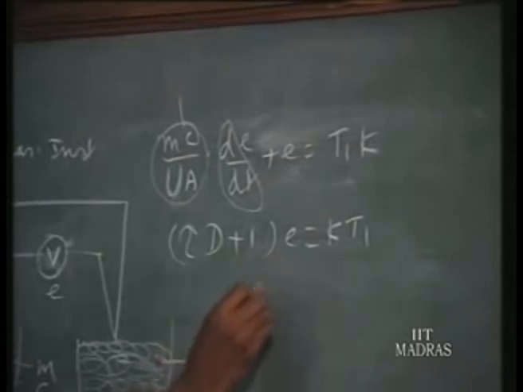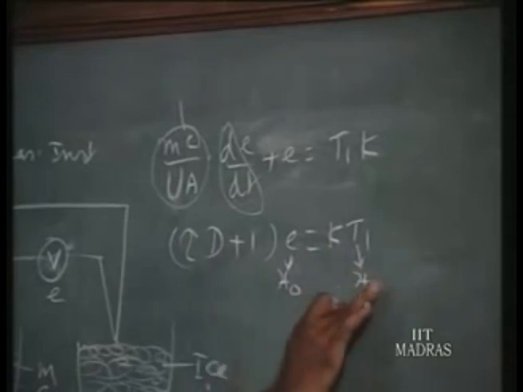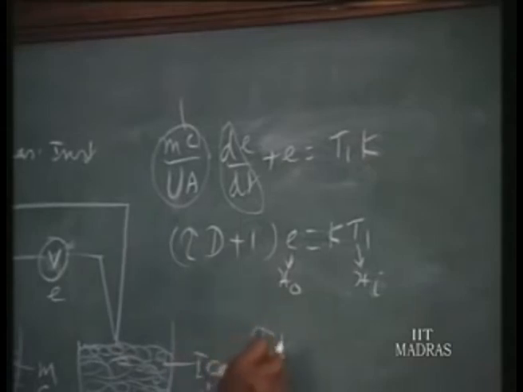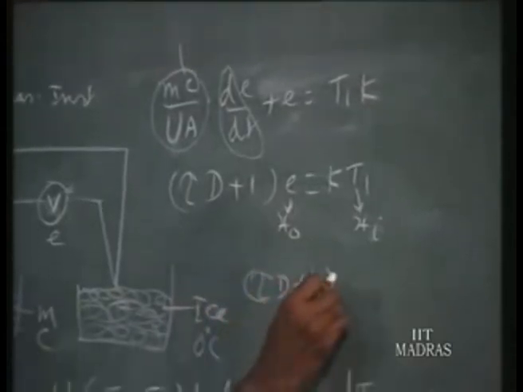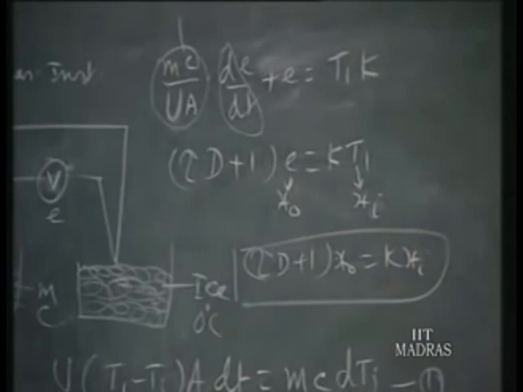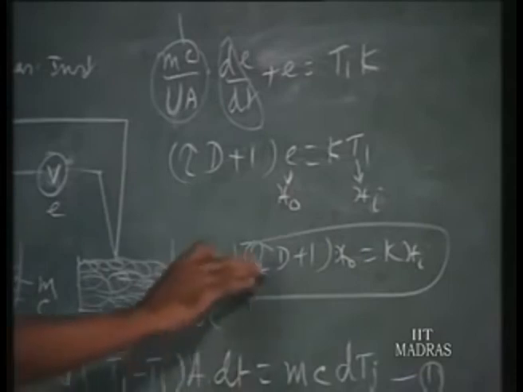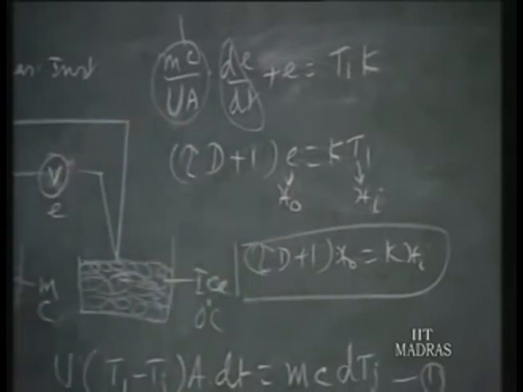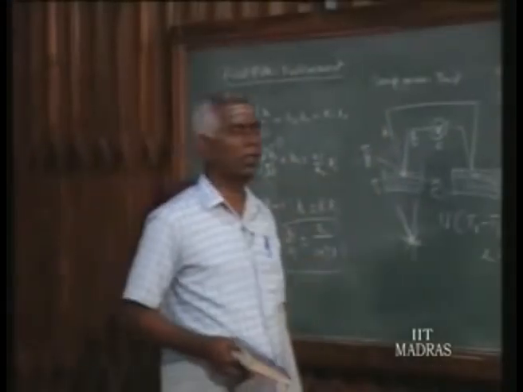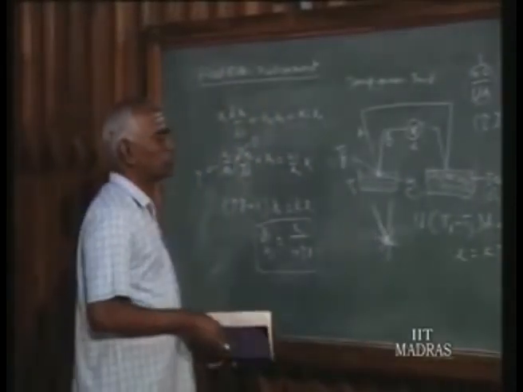So this is our Xo, and this is our Xi. So it is of the form tau D plus 1 into Xo is equal to K times Xi. This is the standard form, or Xo by Xi is equal to K by (1 plus tau D). So this is the standard notation for any first order instrument. That's how the instrument is behaving. This is just to prove that temperature measuring instruments are of the first order. Similarly, a mercury in glass thermometer can be worked out, and you finally get an equation of this form. That's why we say it's a first order instrument.